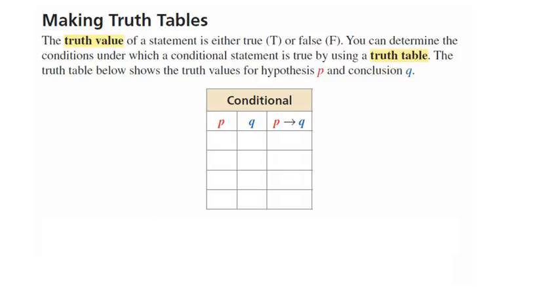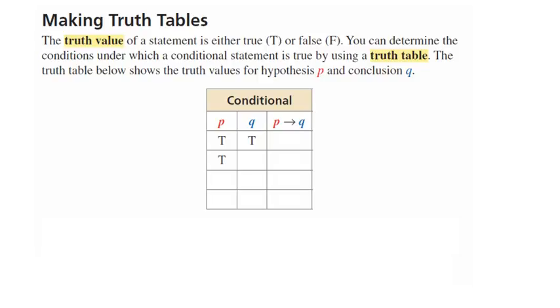A truth table is a pretty handy way of looking at a conditional statement and figuring out when it's true and when it's not. Now the first two columns of a truth table are always going to be the same because your hypothesis P can either be true or false. When the hypothesis is true, the conclusion can either be true or false.